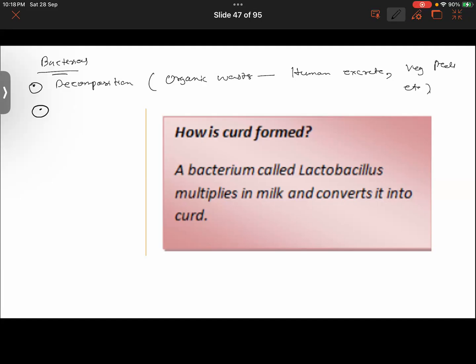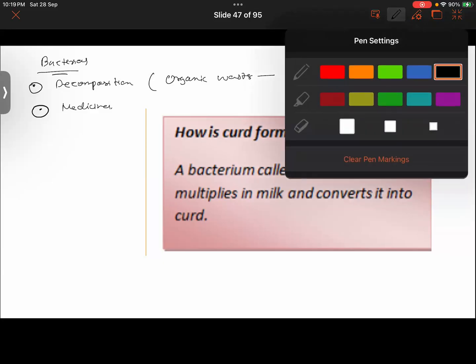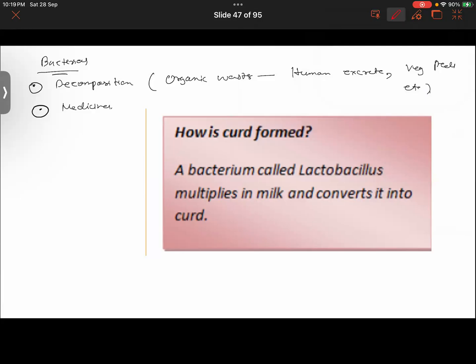Plus, it will be used in preparation of certain medicines also. The question is how exactly are bacteria used in preparation of medicines? So you guys know about antibiotics, right? You would be aware of the term antibiotics now. So antibiotics are made using bacteria. Although antibiotics are made using fungi also, primarily bacteria will be used. So antibiotics are prepared using the bacteria.